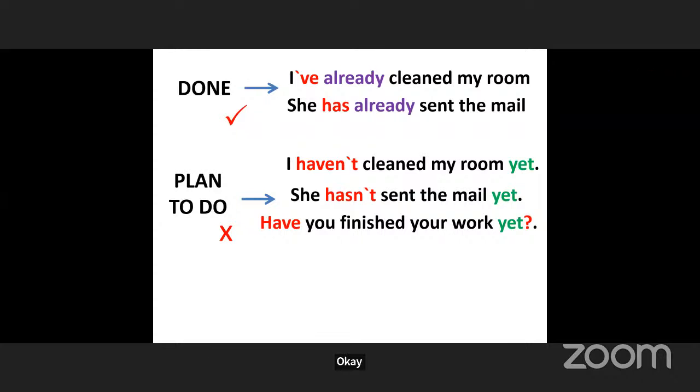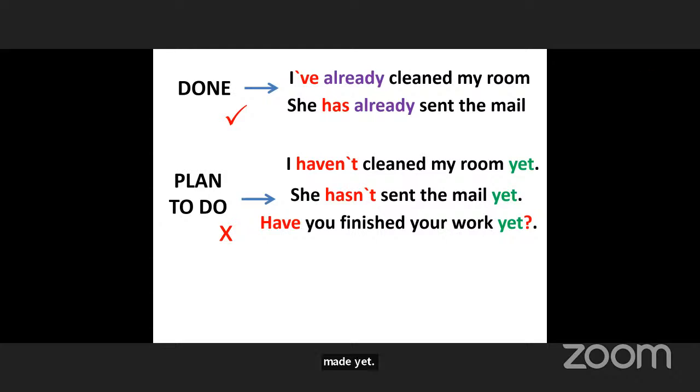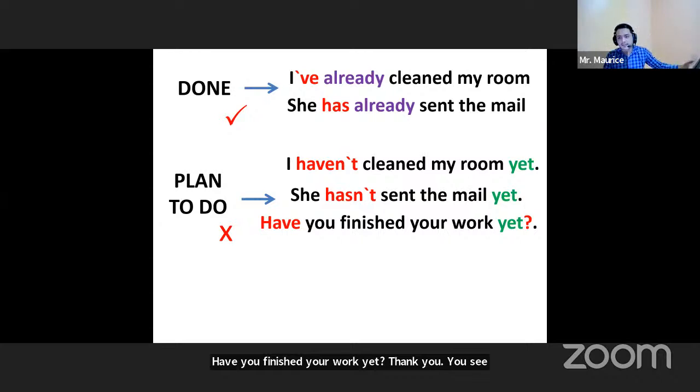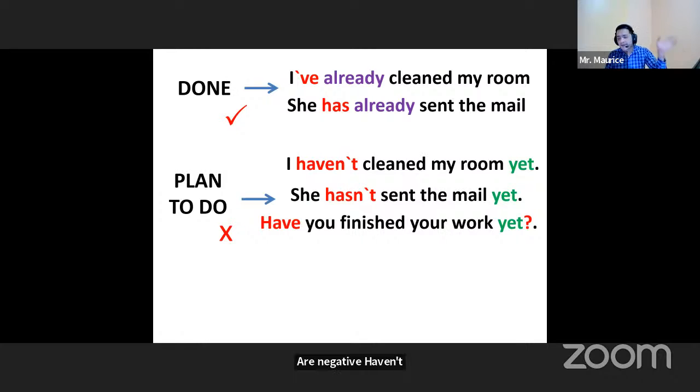I haven't cleaned my room yet. She hasn't sent the mail yet. Have you finished your work yet? Thank you. You see? In the first two sentences, number 1 and number 2, both of them are negative. Haven't, hasn't, as you can see, alright? And the word yet at the end. But in sentence number 3, we also have the word yet at the end of the question. As I said earlier, we can use the word yet in the negative and also the interrogative form, right?